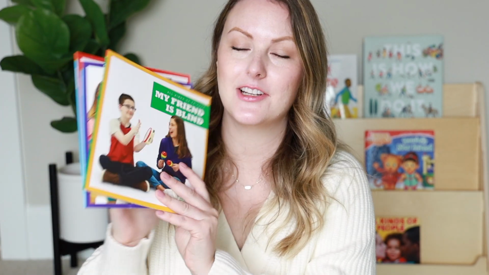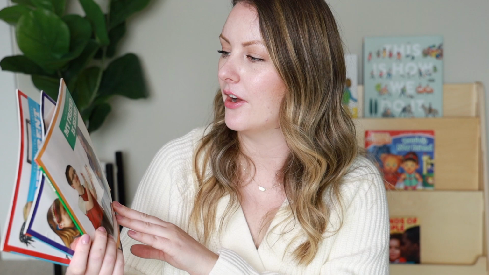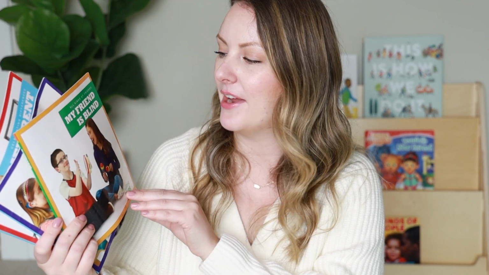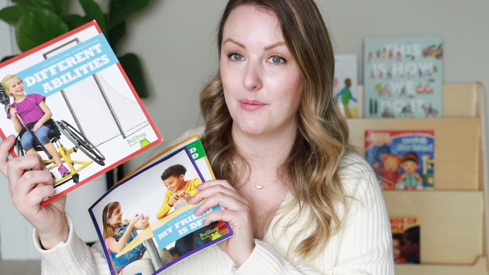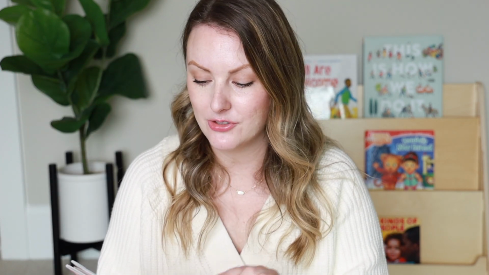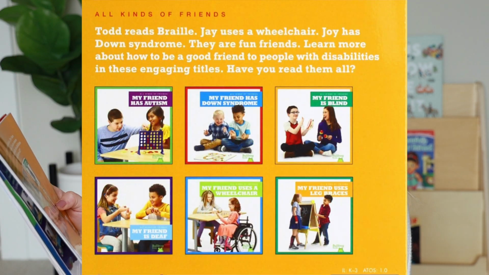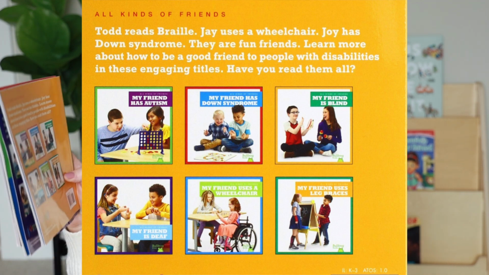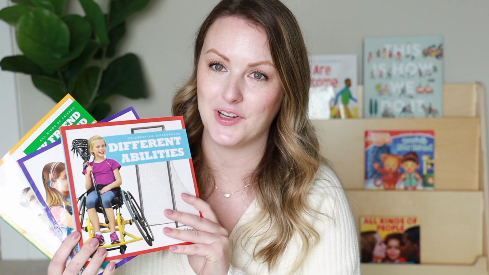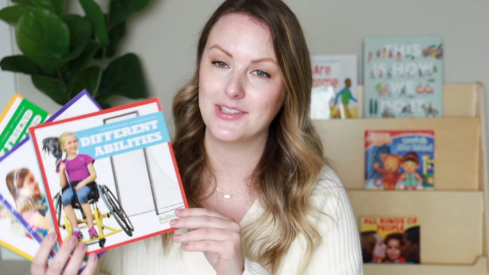And then there is this series from Bullfrog Books called All Kinds of Friends, and we have My Friend Is Blind, My Friend Is Deaf, and the Different Abilities book. There are actually a bunch of different books in this series. There is My Friend Has Autism, My Friend Has Down Syndrome, My Friend Has Leg Braces. So it looks like there are lots of different books in this series, so I might have to look into getting some of the other ones, but these are the 3 that we have, and my kids really love these books.